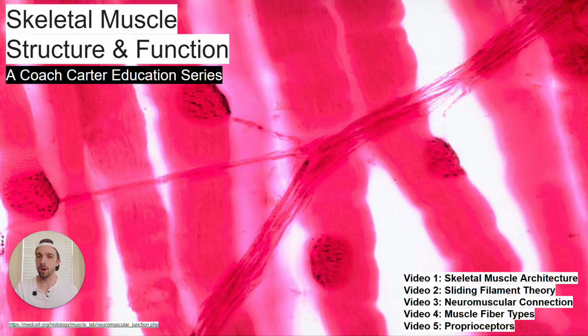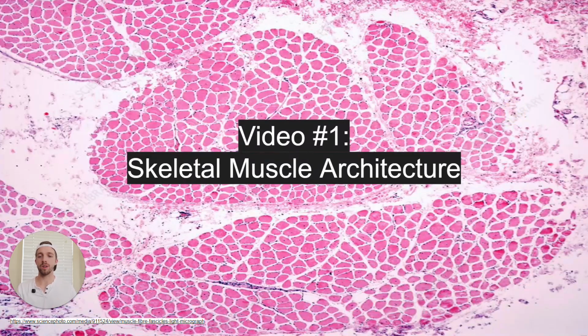Video 4, we're going to go over muscle fiber types, what they are, where they come from, can they change? We're going to answer a lot of questions and address a lot of myths in that space. And then video 5, rounding it all out with proprioceptors, different sensory organs in your muscles and tendons and joints that construct your movement in a big feedback loop. So, like I said, first video, today we're going to go over skeletal muscle architecture.